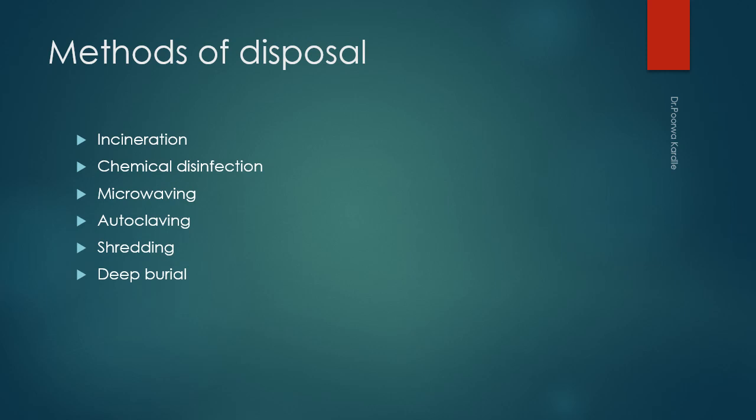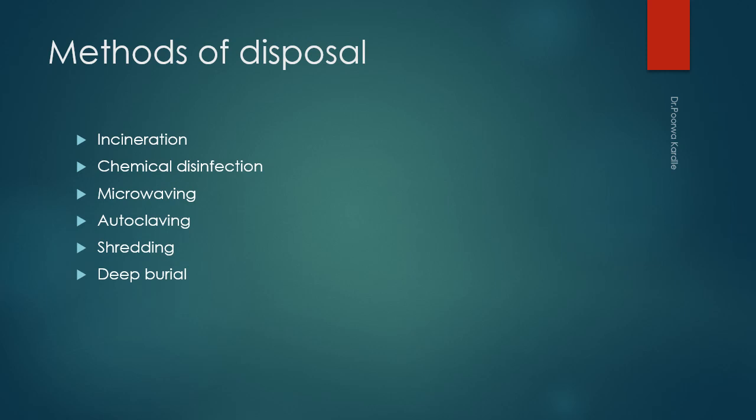Then the next method of disposal is chemical disinfectants. So these are used for liquid waste like blood, urine, stool, pus, sputum. So chemicals are added in these waste, and the pathogens present in the waste are inactivated. Next method is microwaving. Here we use the thermal effect of electromagnetic radiations, and it is commonly used for disinfecting solid waste contaminated with blood and body fluids.